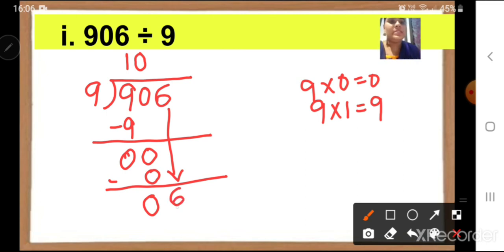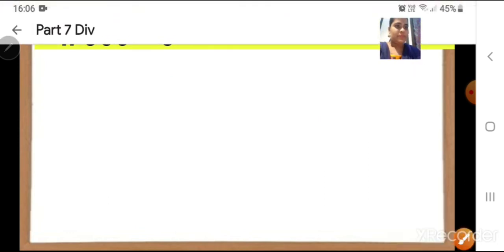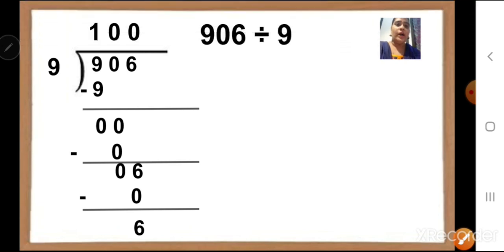Now children, number 6 is a one digit number and it is smaller than number 9, our divisor. So what will we do? Again we have to take 9 zeros are 0. Okay. So 9 zeros are 0 will come. Put minus sign and 6 minus 0 is 6. So children, our remainder is equal to 6 and our quotient is equal to 100. Got it, children? Like this you have to write it down.